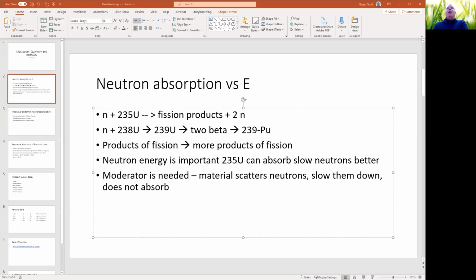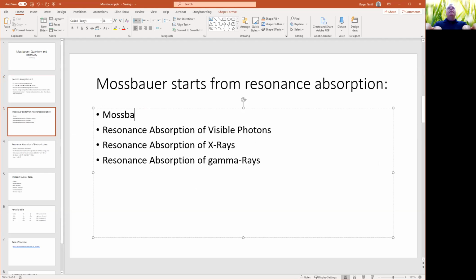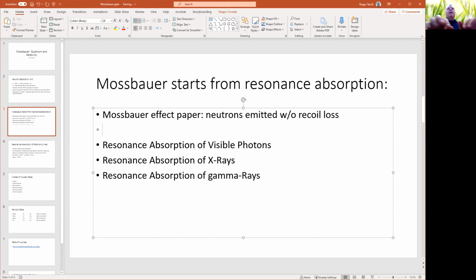Okay. So, I'm sharing neutron versus. I thought I was going to share my other screen. Let me see if I can find my cursor here. So Mossbauer, I was looking for the Mossbauer effect paper that came out in the 40s. It was on an effect where neutrons are emitted with no recoil loss. So that's kind of strange, right?